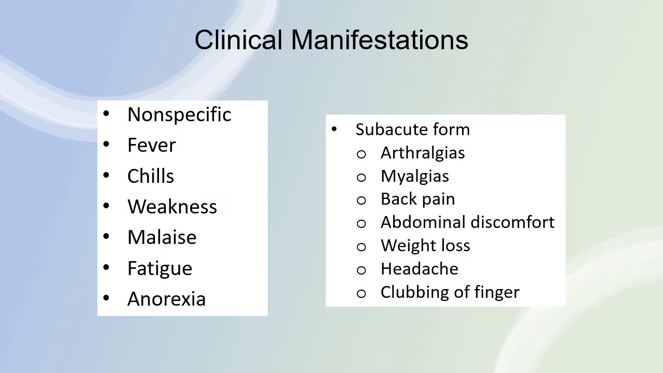So what do we see when a patient has infective endocarditis? The manifestations of endocarditis are nonspecific and can involve multiple organ systems. Most patients have a fever. Fever may be low grade or may be absent in older adults and those who are immunocompromised. Symptoms include chills, weakness, malaise, fatigue, and anorexia. Patients may have arthralgias or myalgias or back pain or abdominal discomfort. They may have weight loss, headache, and even clubbing of the fingers in the subacute forms.